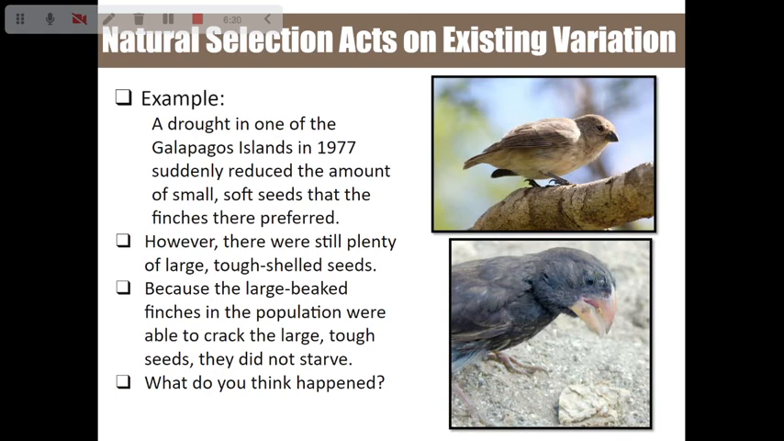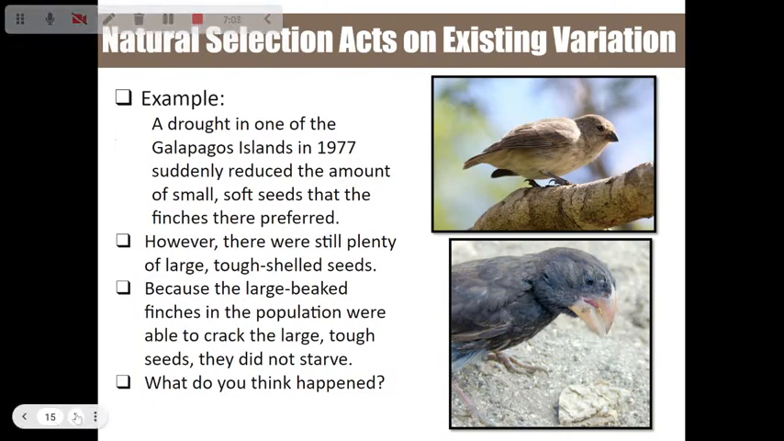So, here's an example of this. A drought in one of the Galapagos Islands in 1977 suddenly reduced the amount of small, soft seeds that the finches there preferred. However, there were still plenty of large, tough shelled seeds. Because the large beaked finches in the population were able to crack that large, tough seed, they did not starve. So, what do you think happened?